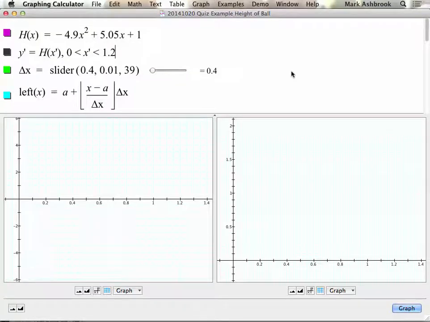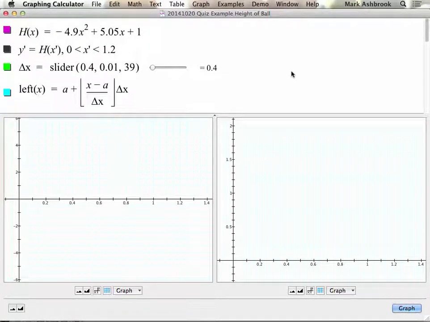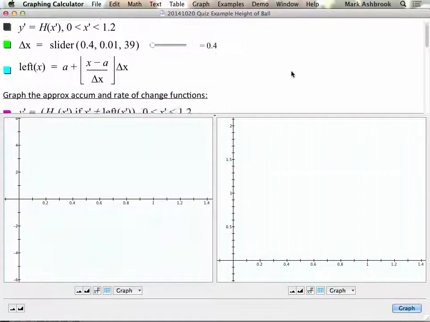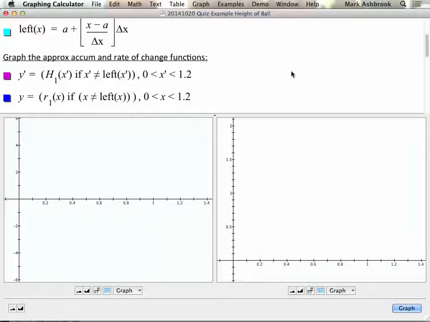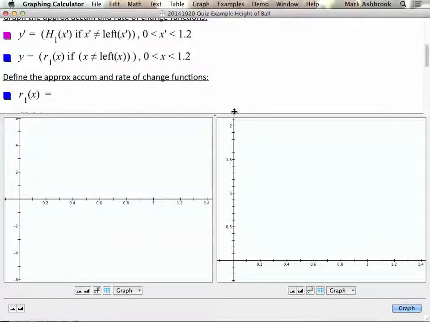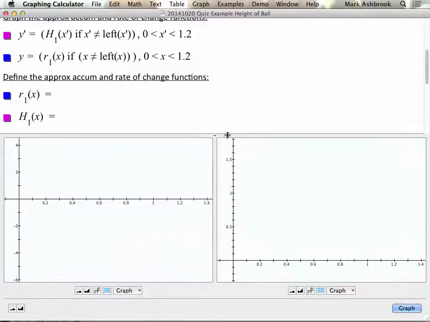I've set up a slider for delta x, and then I've defined the left x function. Okay? So that's kind of the setup here. These lines are going to graph, so what we're after now is the approximate height function and an approximate rate of change function. In order for those to graph correctly, they have to be defined. They are not defined yet, and that's your job.